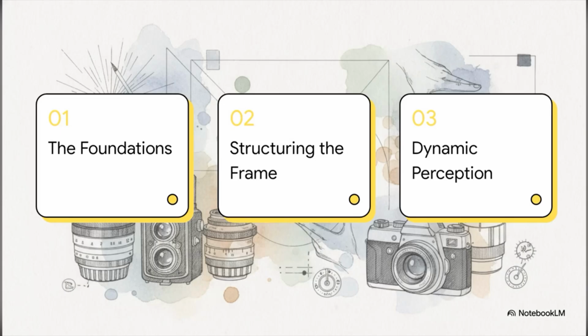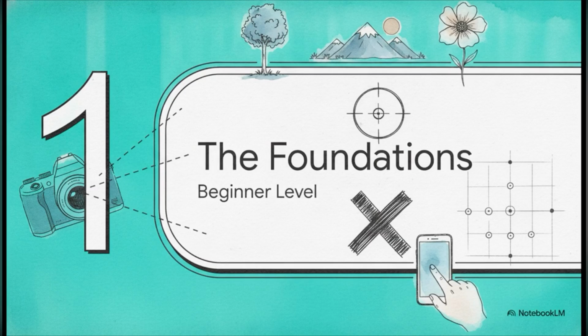So, here's our game plan for today. Think of this as our course syllabus. We're going on a really clear journey here, starting with step 1, the foundations, then moving to step 2, structuring the frame, and finally, step 3, dynamic perception. All right, part 1, the foundations. Beginner level. Let's get right into it.